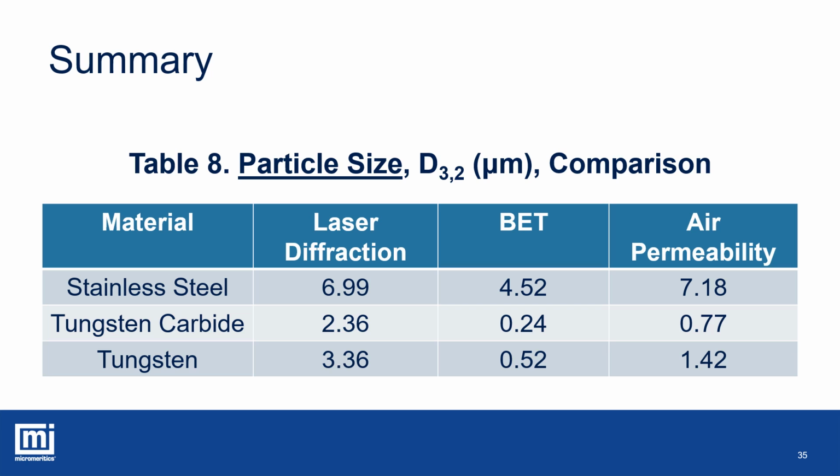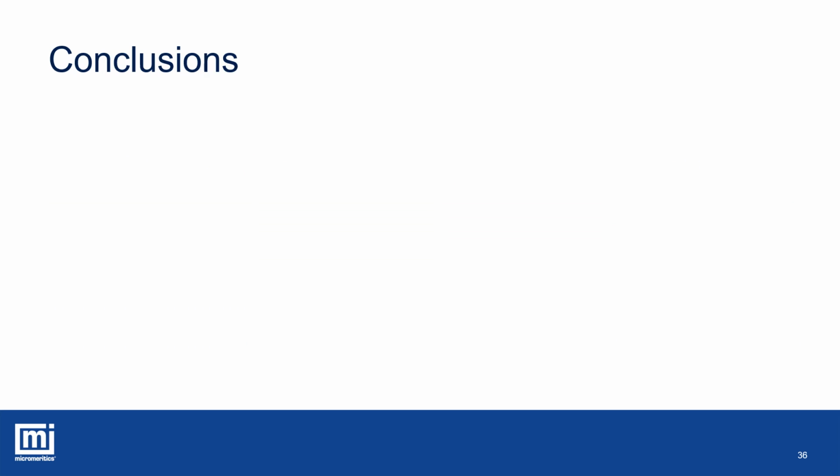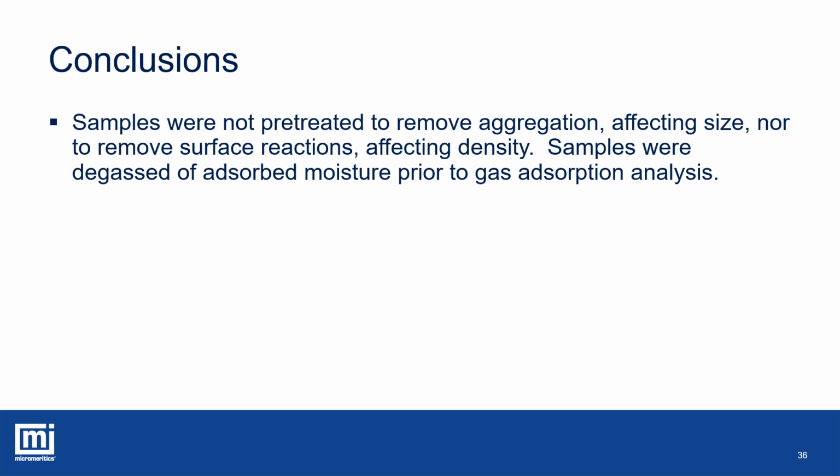So now for some concluding statements on the study that we performed. It's important to note samples were not pre-treated to remove aggregation affecting size, nor to remove surface reactions affecting density. We did notice that the sample densities that we calculated were a little bit lower than the theoretical. I think that could be some surface materials or oxidation or something on them. The samples were degassed of adsorbed moisture prior to gas adsorption analysis, though, so make sure to keep that in mind.